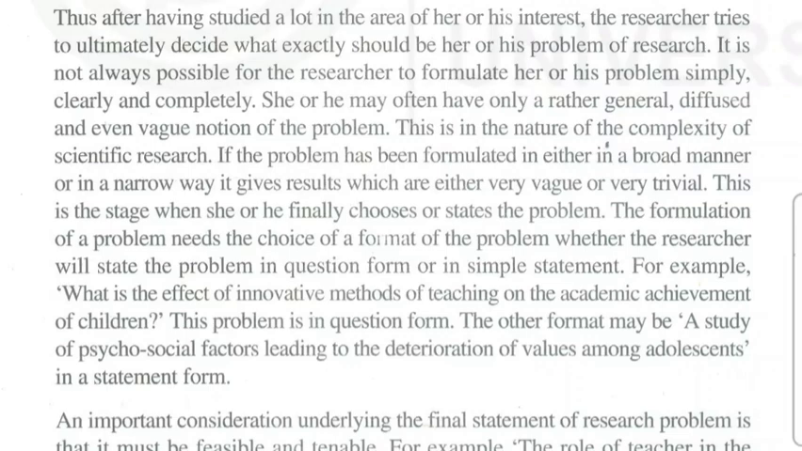She or he may often have only a rather general, diffused, and even vague notion of the problem. This is in the nature of the complexity of scientific research. If the problem has been formulated in either a broad manner or a narrow way, it gives results that are either very vague or very trivial. This is the stage when she or he finally chooses or states the problem.